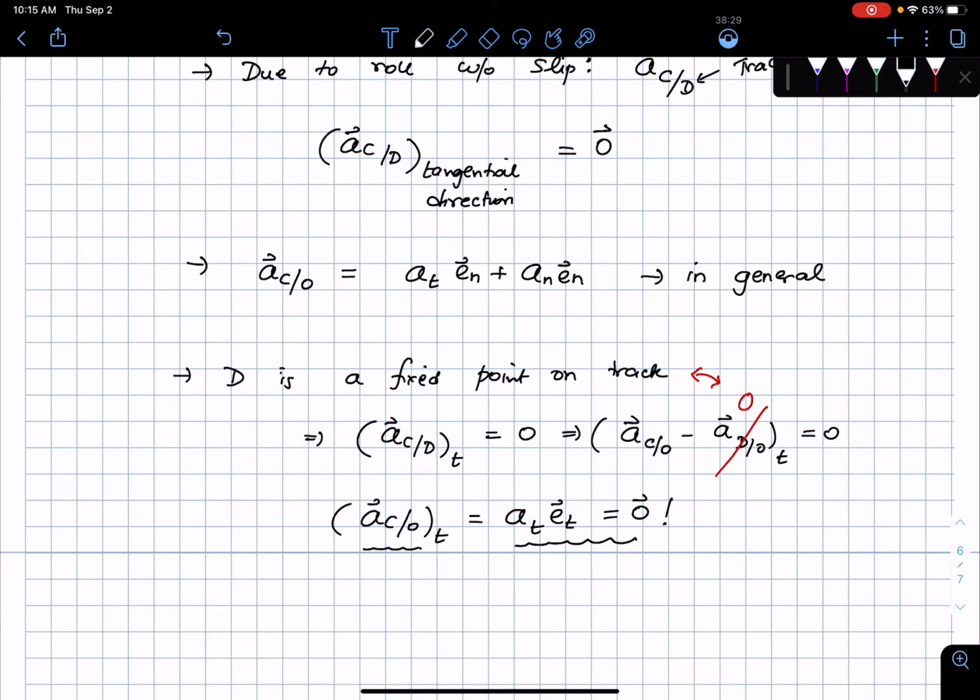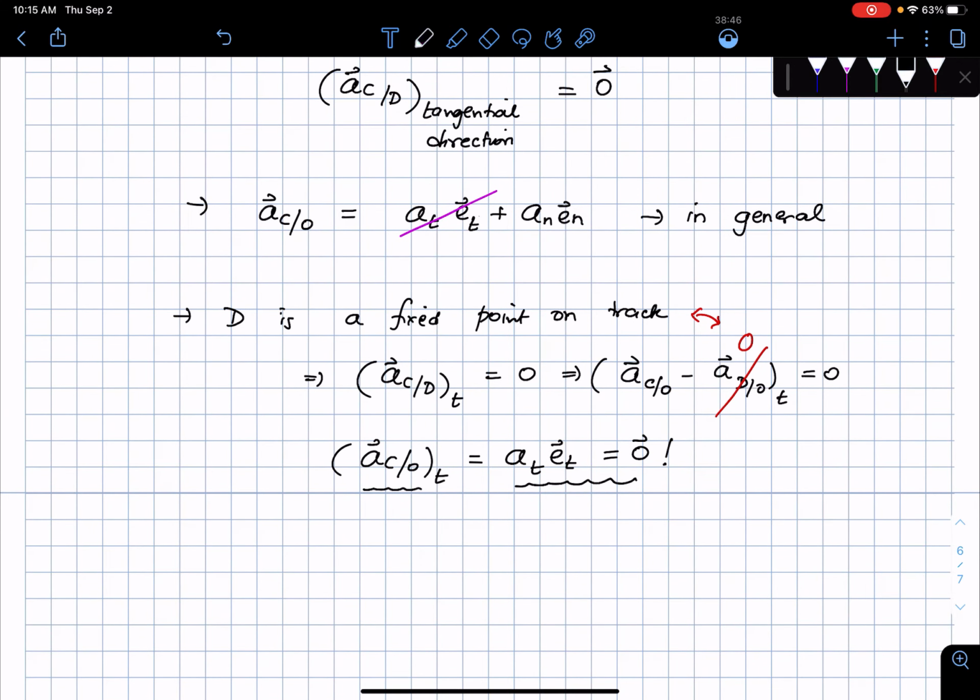Doesn't mean that the point C is a fixed point. It still has a normal component of acceleration. So which essentially means that the acceleration of point... I have made a mistake here. This is supposed to be Et. Apologies. Okay, so this means that this term is out of the equation.